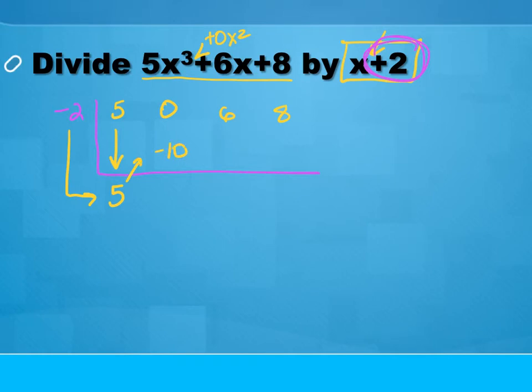Add them. 0, -10 is -10. Multiply what's on the outside times what's there. -2 times -10, put it in the next column, 20. Add them, 26. Multiply what's on the outside by what's there, negative 2 times 26, negative 52. Add them, and I get negative 44.